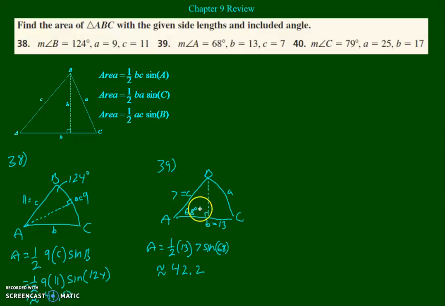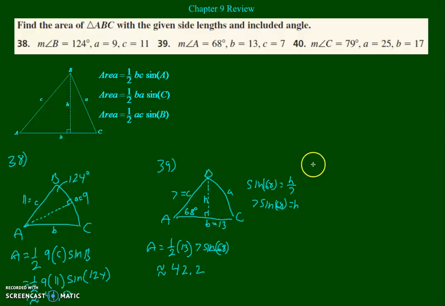I know it's kind of cryptic, but you'll get used to it after a little while if you just draw out these relationships. So this height is: sine 68 equals h over 7. So 7 sine 68 equals the height, and that is why I put that here. So now we have 1/2 base times height.